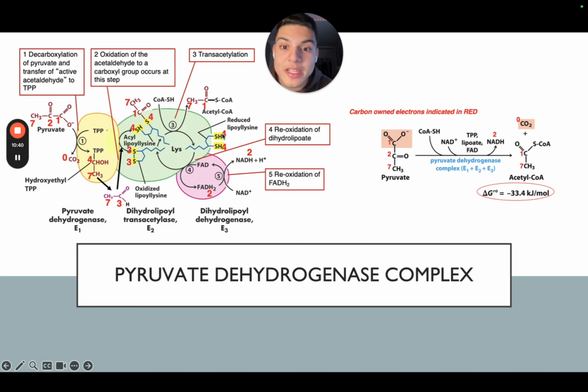And what's going to end up happening is we're going to transfer those to FAD. And FAD is part of this E3 enzyme, the dihydrolipoyl dehydrogenase E3. And the FAD is going to pick up those 2 H's, or the electrons essentially. They're going to oxidize our lipoyllysine and turn it back into this oxidized form. And they're going to take those electrons through the E3 enzyme and pass them now to NADH.